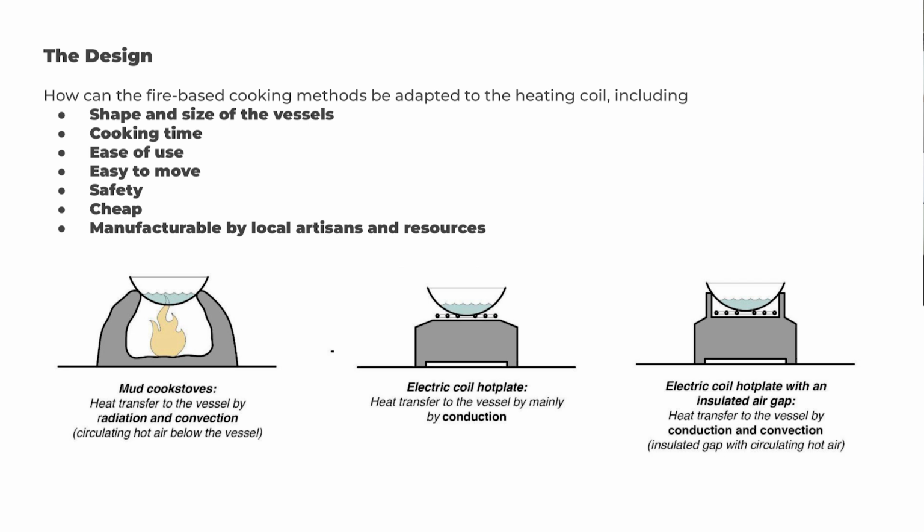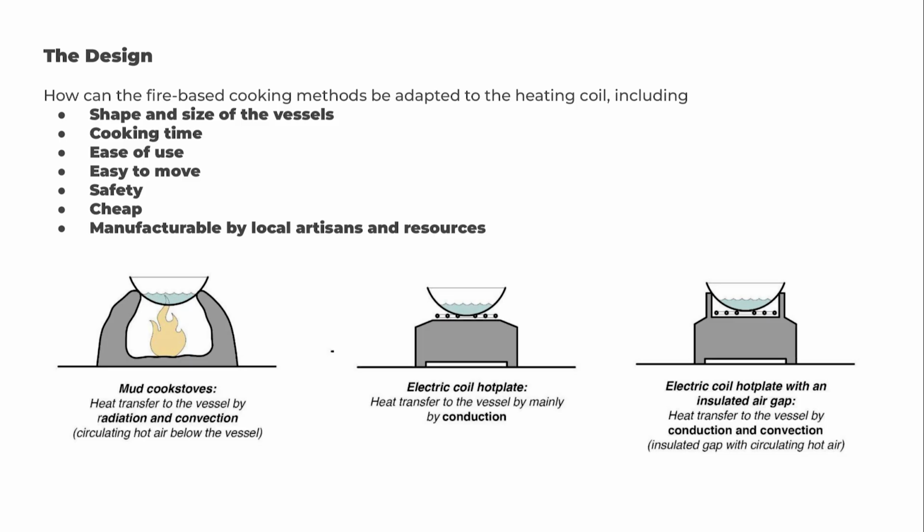So you can see all the points. We have to take care of the shape and size of the vessels we are using, the time they usually take to cook, and ease of use, ease of moving the cook stove as well. Safety, and cheap, because right now their stove is costing almost nothing, so we have to make it cheap. And if it could be manufactured by local artisans and resources, it would be very good. If we can just give them a set of panels and our own coil, and they can create their own cook stove, that would also be a very good system.